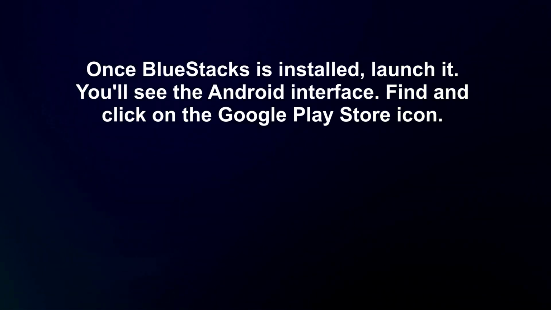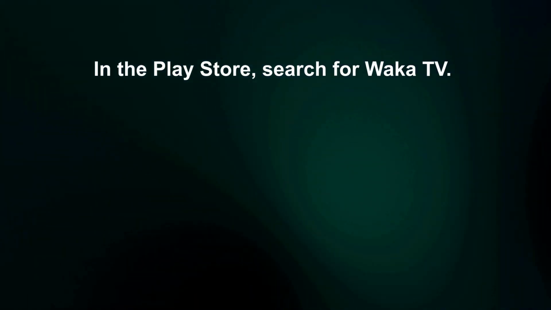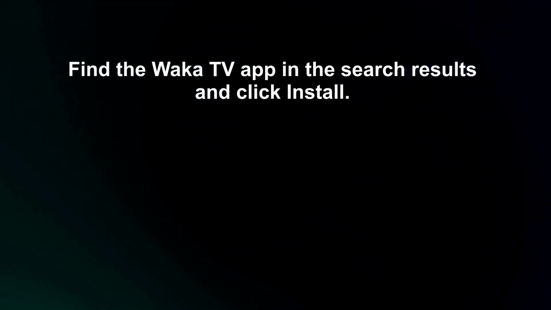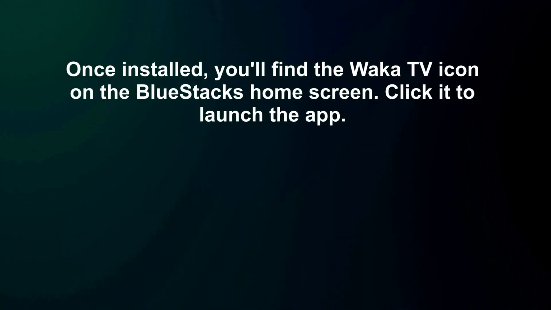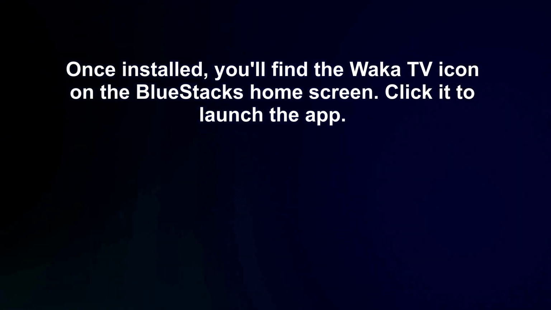You'll see the Android interface. Find and click on the Google Play Store icon. In the Play Store, search for Waka TV. Find the Waka TV app in the search results and click Install. Wait for the app to download and install. Once installed, you'll find the Waka TV icon on the BlueStacks home screen. Click it to launch the app.